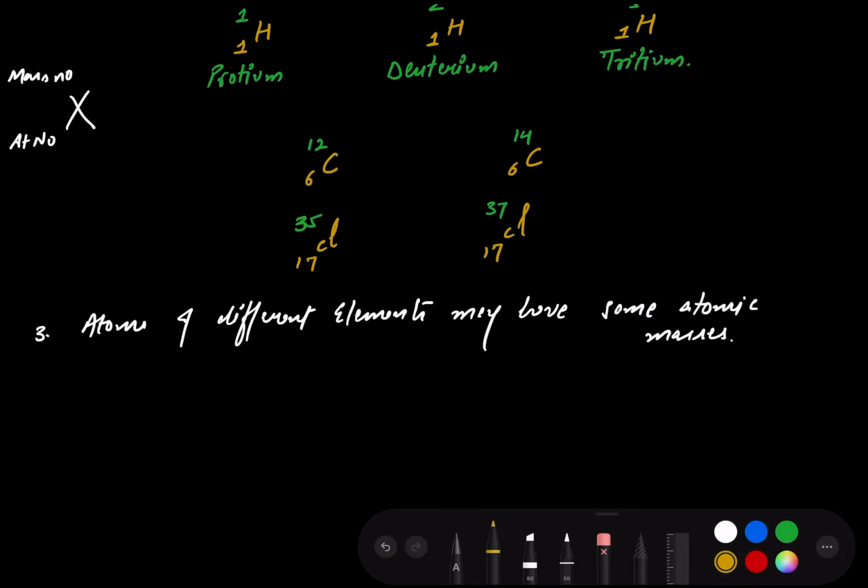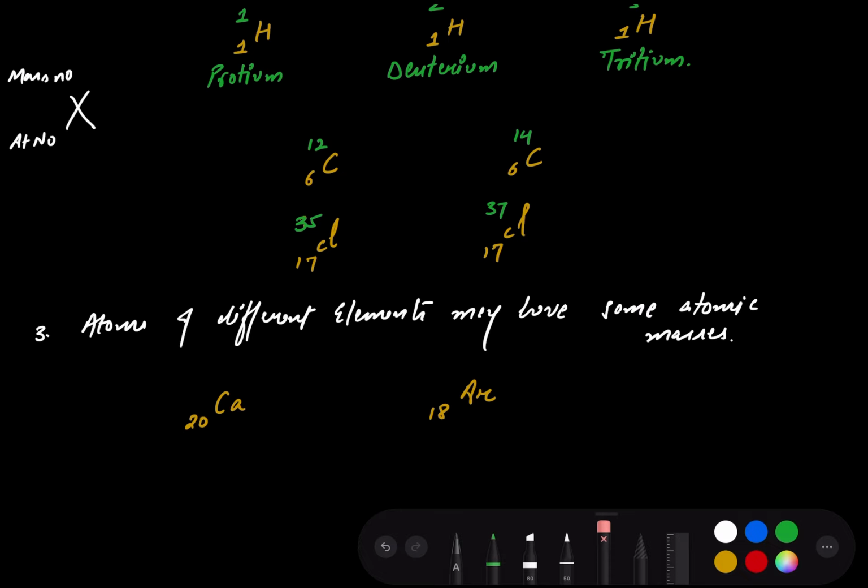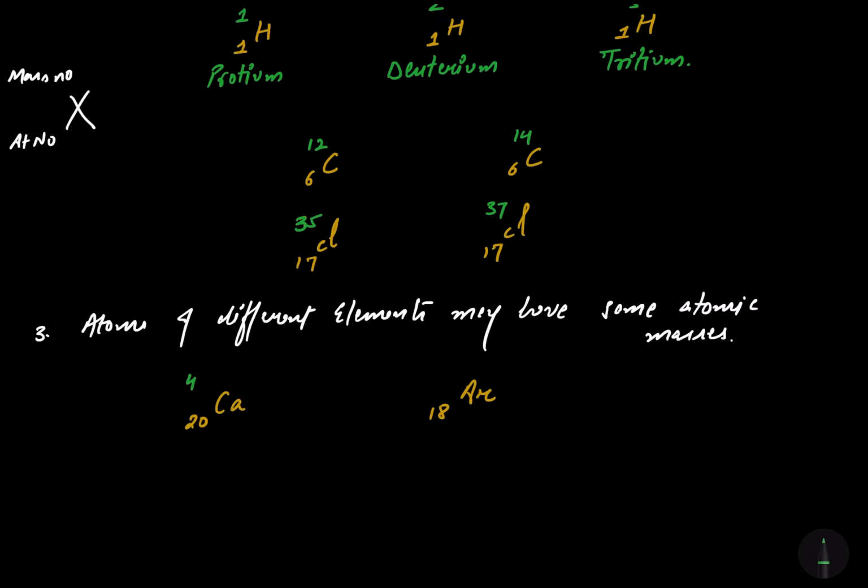Let me give you an example. I'm writing calcium over here and argon over here. The atomic number of calcium is 20 and the atomic number of argon is 18. So it confirms they have different atomic numbers, so they are different elements. But their mass numbers: calcium has 40 and argon is also 40. So it's an example where two different elements have the same atomic masses.